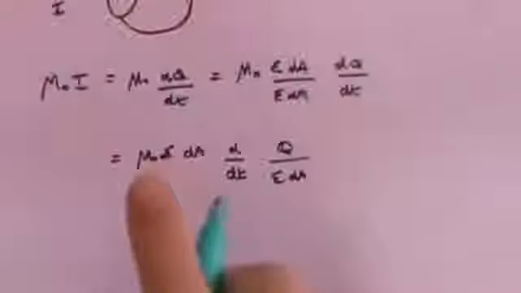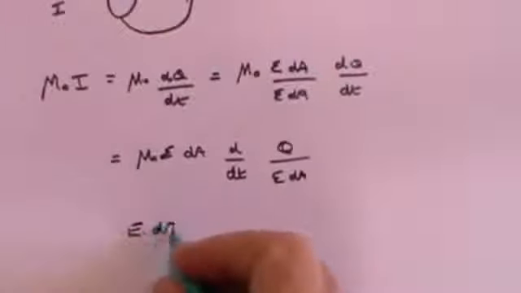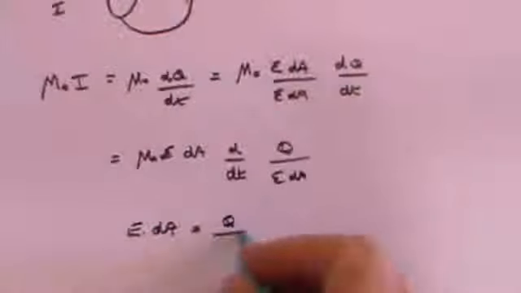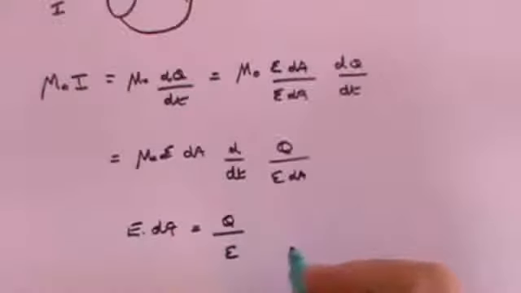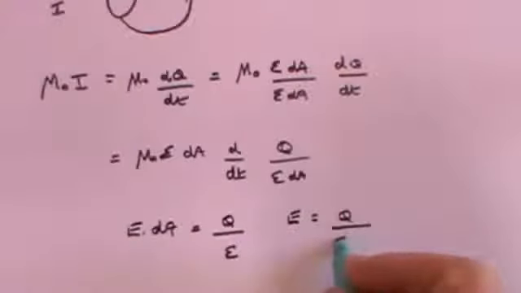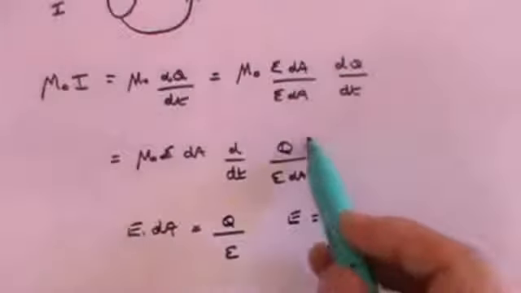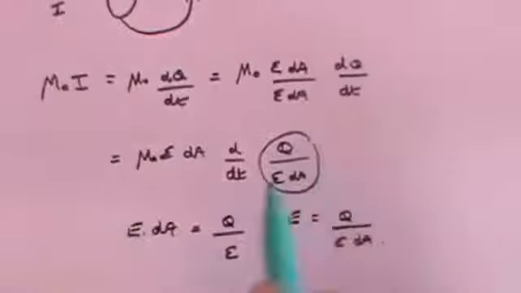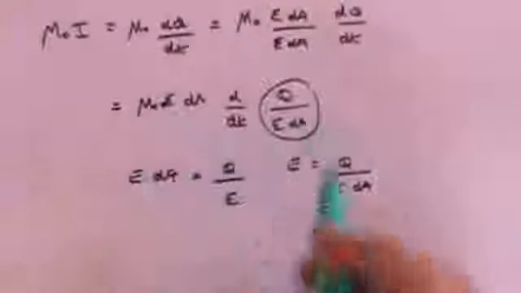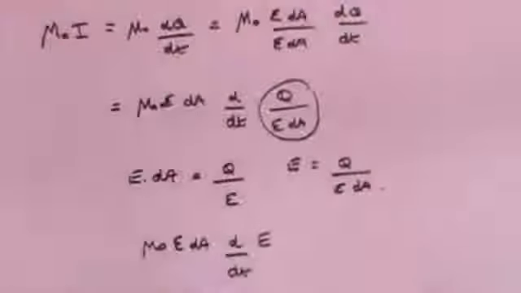But let me just remind you of Gauss's law, which is Maxwell's first law, which says that E dot dA is equal to Q, or sigma Q, divided by epsilon, which tells us that E is equal to Q divided by epsilon dA. And Q divided by epsilon dA is this term here. And so now we can write this term as mu0 epsilon dA times d by dt times E, the rate of change of field with time.